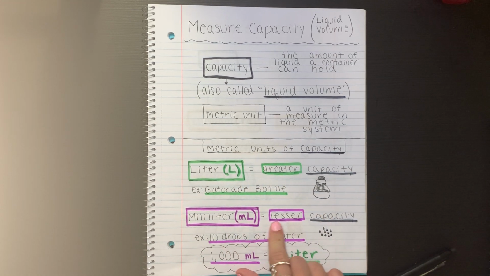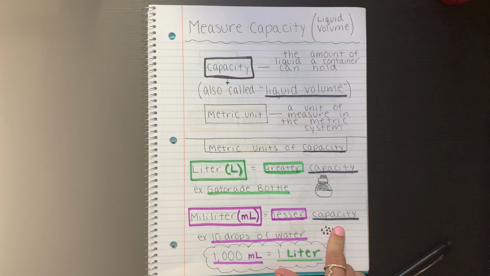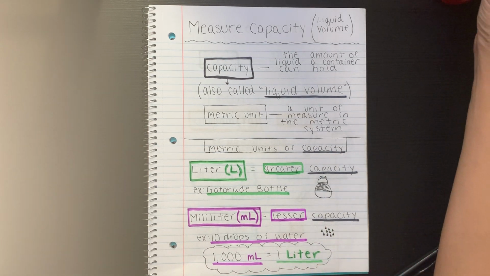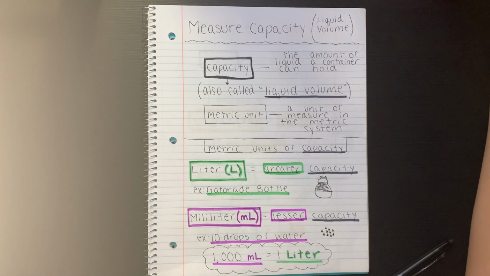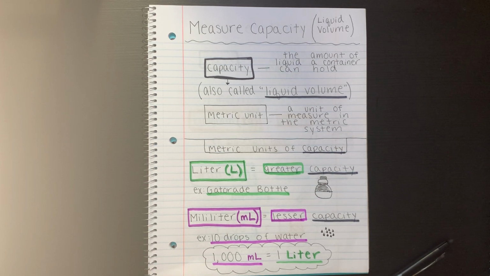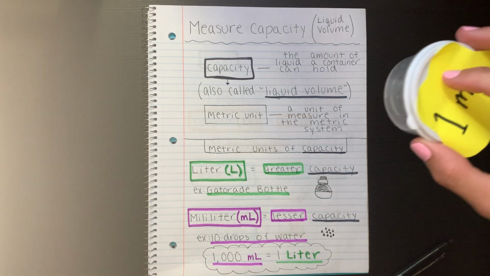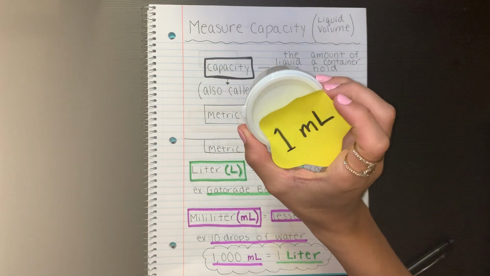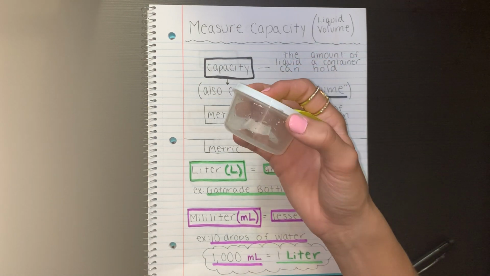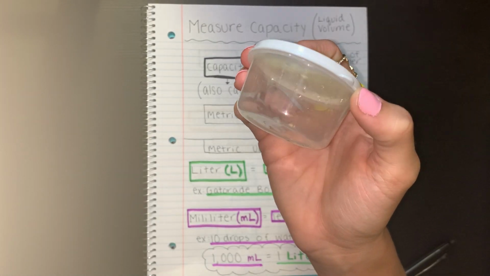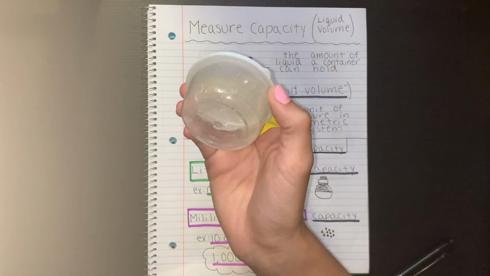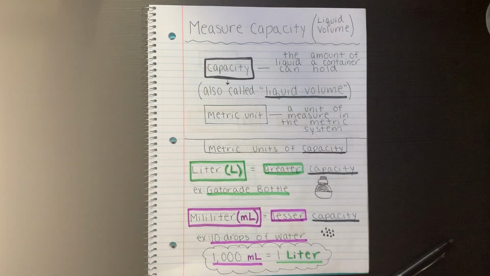And so for milliliter, it is a lesser capacity. So lesser. That's something that's going to be less than a liter. So when we're talking about a liter, it's about this much. When we're talking about milliliters, it's actually about 10 drops of water. So that's a very small amount of liquid. And I brought some for you today to show. So this is about 1 milliliter, but it's so small you probably can't even really see inside because it's only 10 drops of water. So hard for me to show you, but that should show you how small it is.